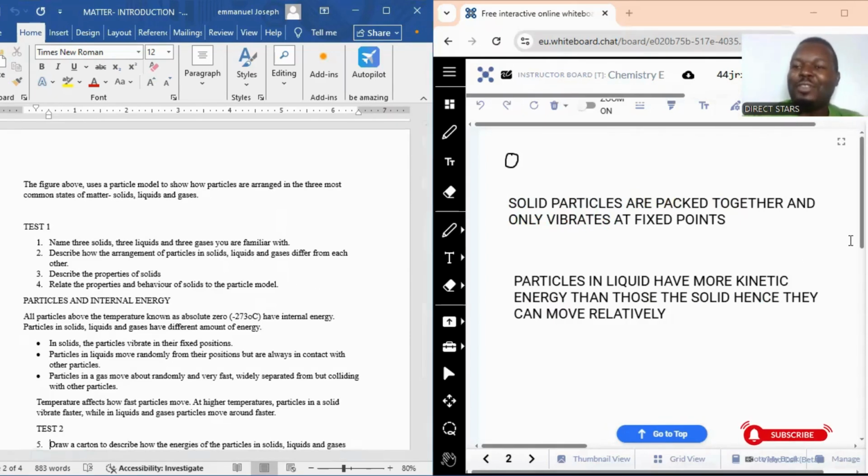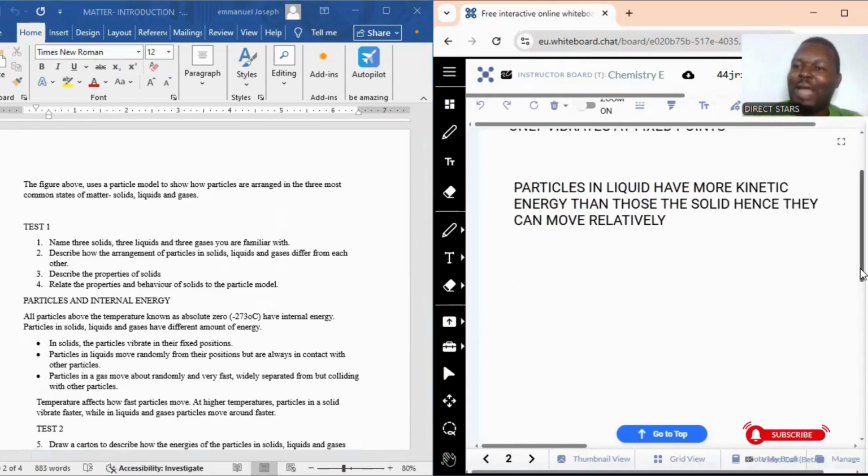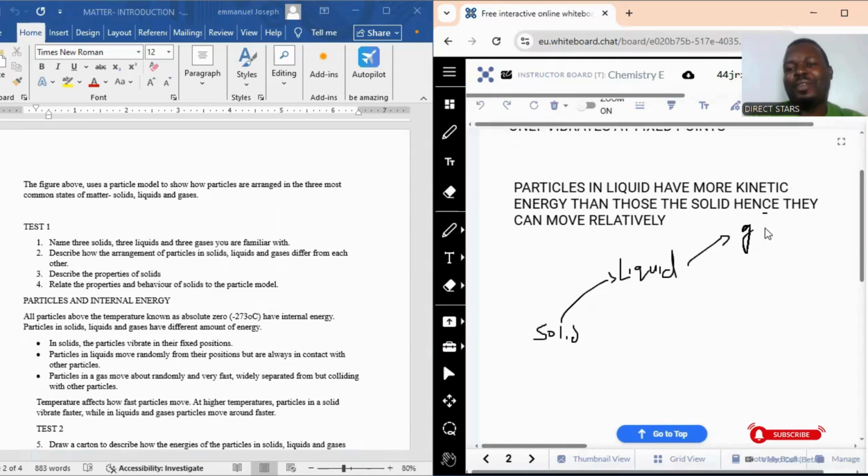And that brings us to how the phase triangle works. From solid, when you heat up a solid, the particles gain kinetic energy and move up to form what we call liquid. And when you continue to heat the liquid, the particles in the liquid also will gain enough kinetic energy and then move up to the what? To the gaseous phase.